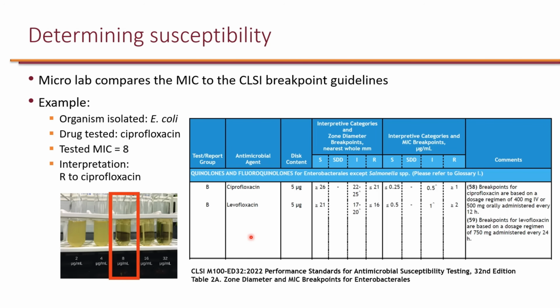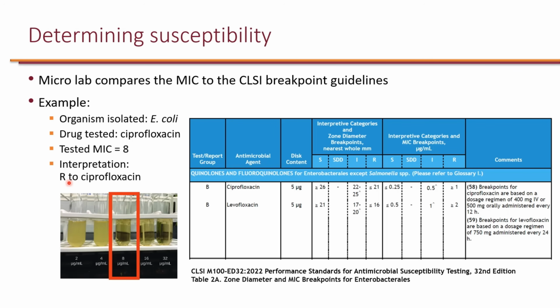In the CLSI document, I put a screenshot of the table here. You can see that for MIC, to be susceptible, it has to be less than or equal to 0.25, and anything greater than or equal to 1 is resistant. In this case it is 8, so it's definitely resistant. So this E. coli in this sample is resistant to ciprofloxacin. Even though, if you give high enough ciprofloxacin, it's going to kill it, right? But it's considered resistant because, given the safe doses of ciprofloxacin, we will not be able to achieve these concentrations in the human body.